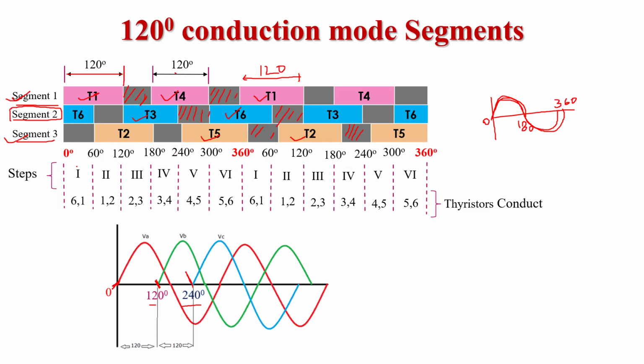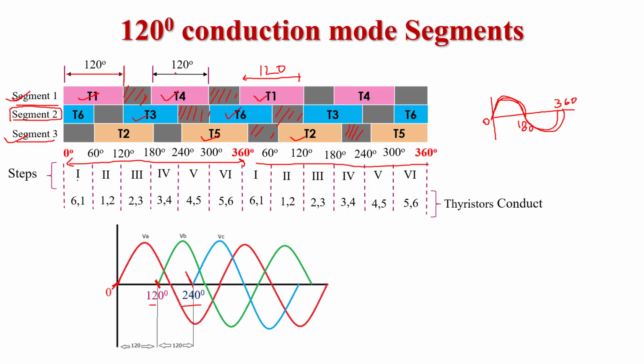Now we divide this complete cycle, 0 to 360 degree, into 6 steps. This is step 1, this is step 2, 3, 4, 5 and 6. Again, this is the second cycle. This second cycle is also divided into 6 steps: 1, 2, 3, 4, 5 and 6. First we consider step 1.